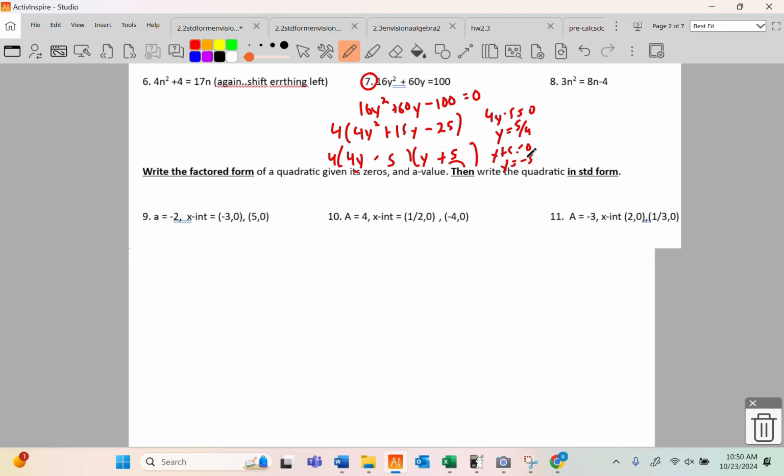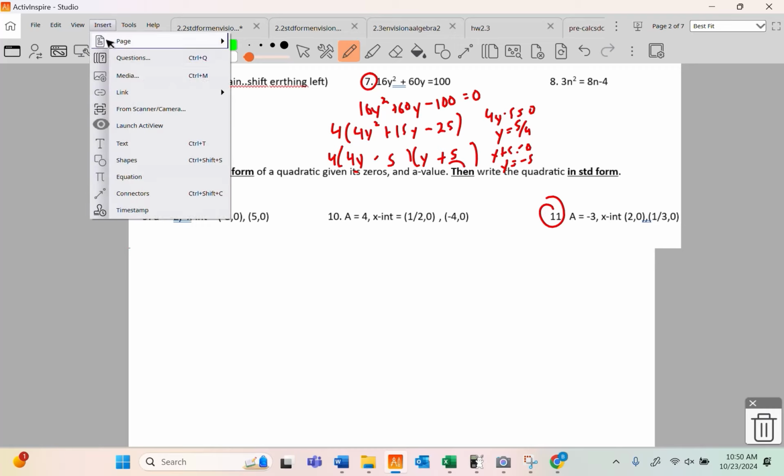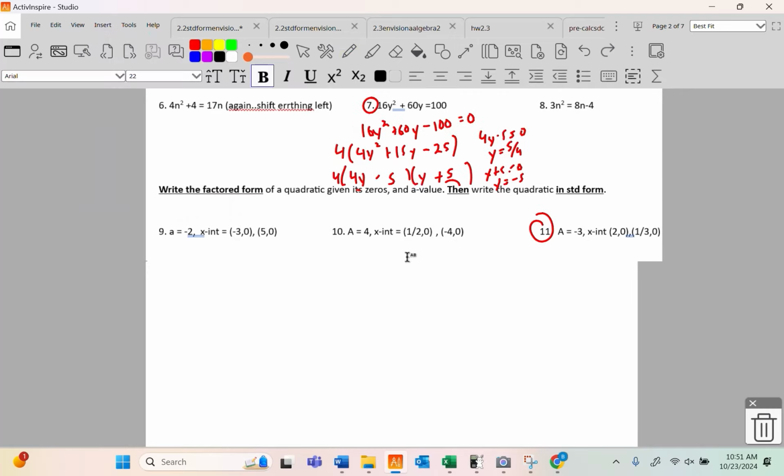All right, moving on to the next step here. We're supposed to write the factored form of a quadratic given its zeros and an a value, and then write it in standard form. The hardest one up here is probably 11, so that's the one I'll do. You have a form, I call it the general intercept form, and that's what we're using here.